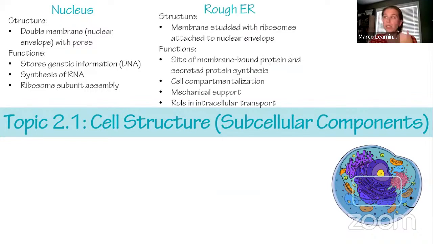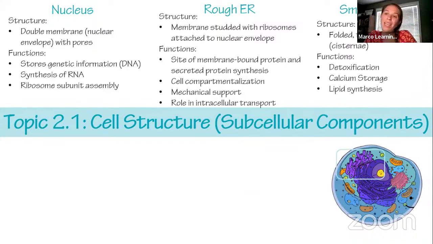The rough ER is a membrane studded with all these little ribosomes on it. The ribosomes on the ER allow for protein synthesis for secretion and protein synthesis for membrane proteins. It's also used for compartmentalization to break up the cell. That's why eukaryotic cells are able to be so big: they have compartmentalization with all these different organelles we're about to talk about. It also provides mechanical support, and it has a role in intracellular transport, so it allows for materials to move through the cell.